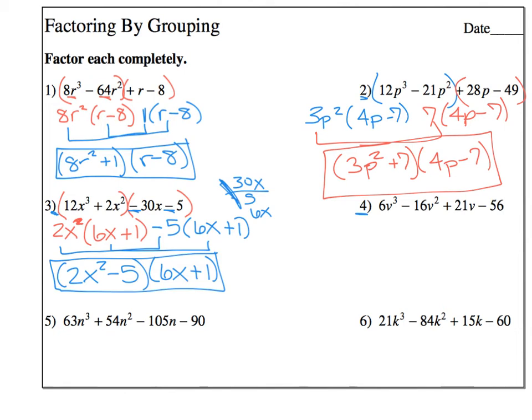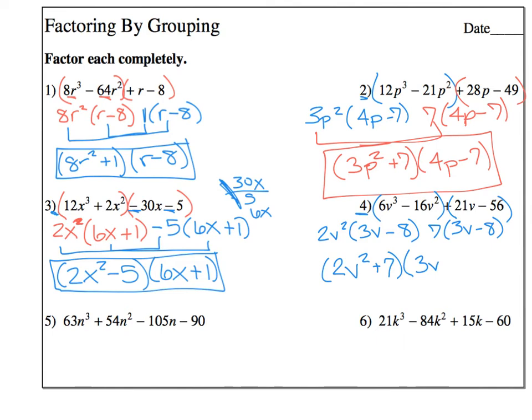All right, and lastly, number 4. With that first set, I can factor out a 2v to the second, leaving me with 3v minus 8. And then the second set, I can factor out, let's see, a 7. So that'll leave me with, again, 3v minus 8. So my final answer is going to be 2v squared plus 7 times 3v minus 8.